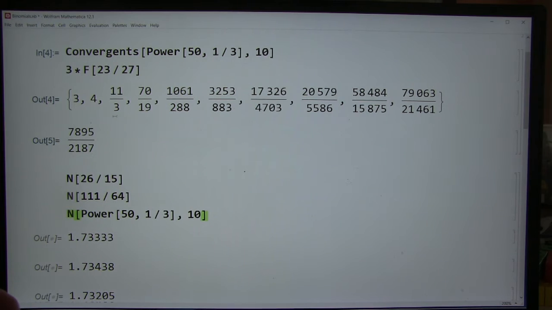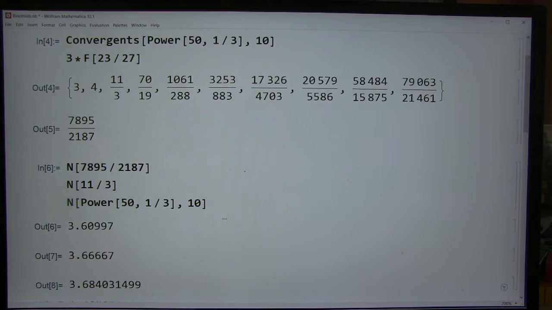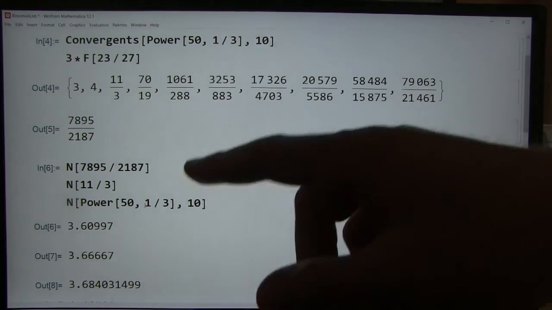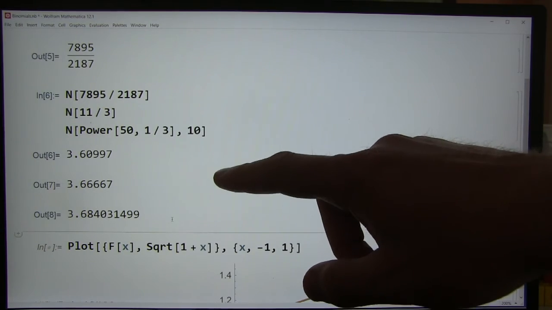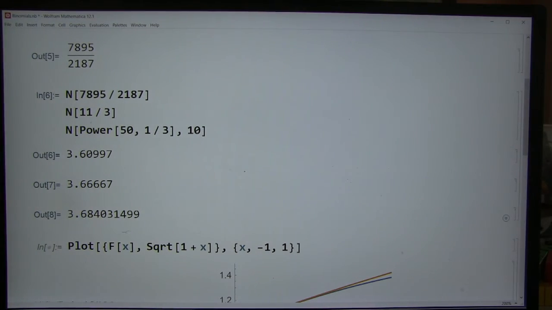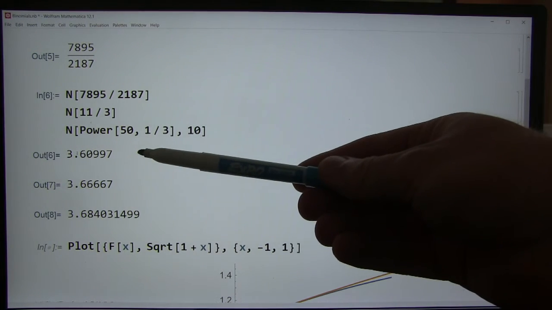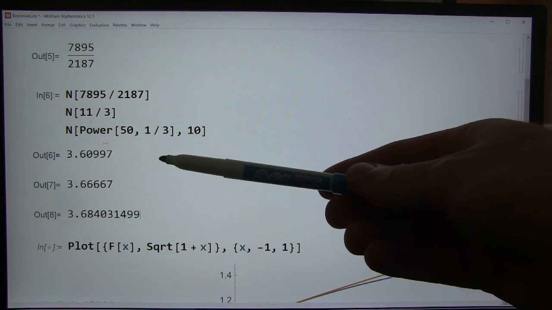Okay, so then we can do maybe our 7895 divided by 2187, and then the third term of our continued fraction sequence to compare. So that's 11/3. Okay, so we got cube root of 50, let's make sure we're on screen. Okay, so cube root of 50, we got 3.60 for our approximation. So that's actually not very good. So we might have made a mistake.